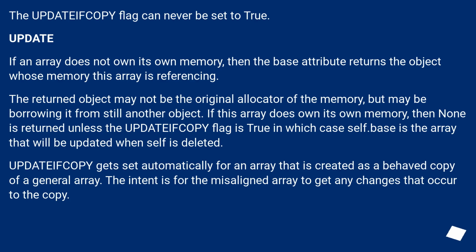The UPDATEIFCOPY flag may never be set to true. Update: if an array does not own its own memory, then the base attribute returns the object whose memory this array is referencing. The returned object may not be the original allocator of the memory, but may be borrowing it from still another object. If this array does own its own memory, then None is returned unless the UPDATEIFCOPY flag is true, in which case self.base is the array that will be updated when self is deleted.